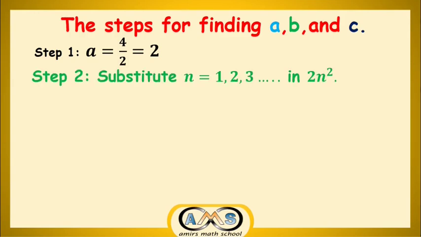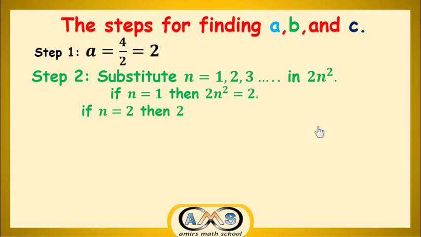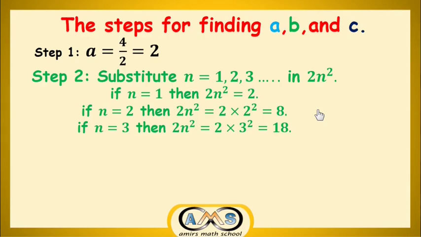Now step 2: substitute the value n equal to 1, 2, 3 in 2n squared. That is, substituting a equal to 2, we get 2n squared. Now we substitute n equal to 1, 2, 3 in this 2n squared. If n equals 1, then 2n squared equals 2. If n equals 2, then 2n squared equals 8. And if n equals 3, then 2n squared equals 18. After substituting, we get the new terms, that is 2, 8 and 18.